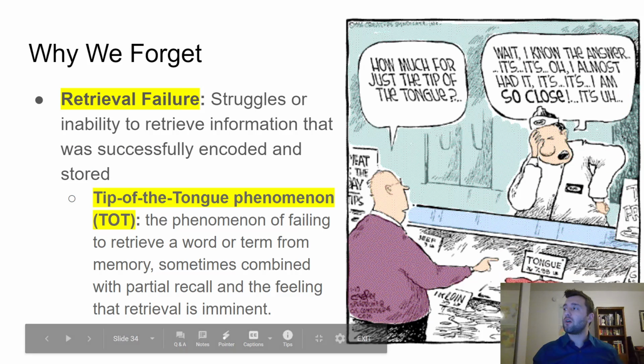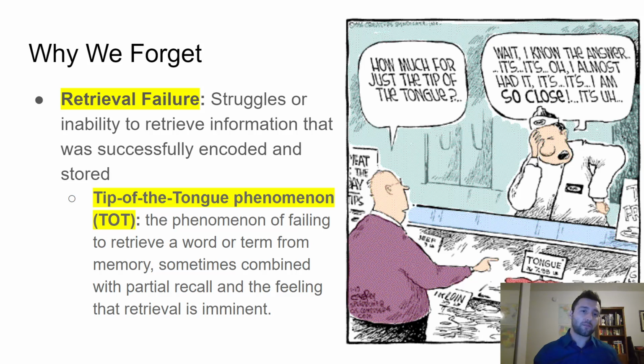Now, in addition, we also have retrieval failure. There's going to be a lot of different pieces in this retrieval part. Encoding failure is basically the main problem with encoding. Storage decay is generally the main problem with storage. Retrieval, though, has quite a few different things that can go wrong. At this point, we're trying to reach back, retrieve that information, and pull it back into our consciousness.